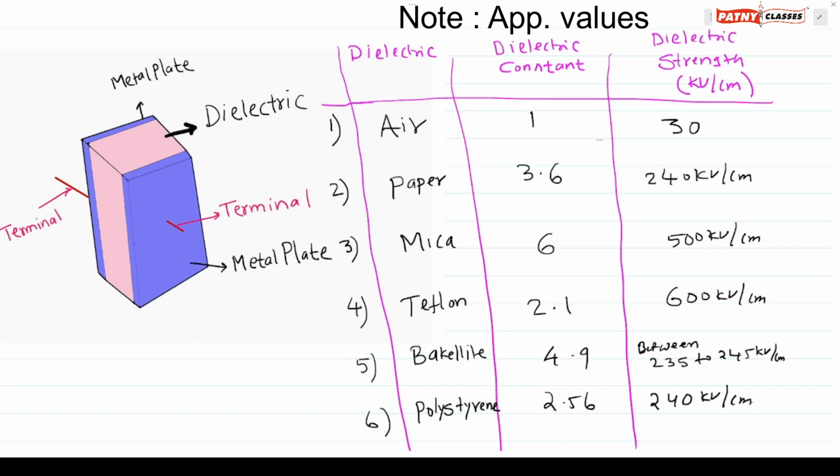Teflon has a dielectric constant of 2.1 and a dielectric strength of 600 kV per centimeter. For bakelite, the dielectric constant is 4.9 and the dielectric strength varies between 235 and 245 kV per centimeter. And for polystyrene, the dielectric constant is 2.56 and the dielectric strength is 240 kV per centimeter.